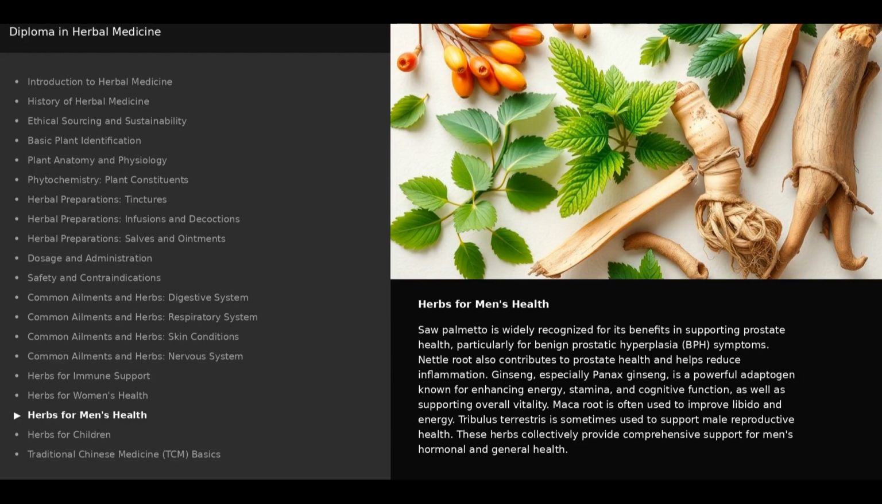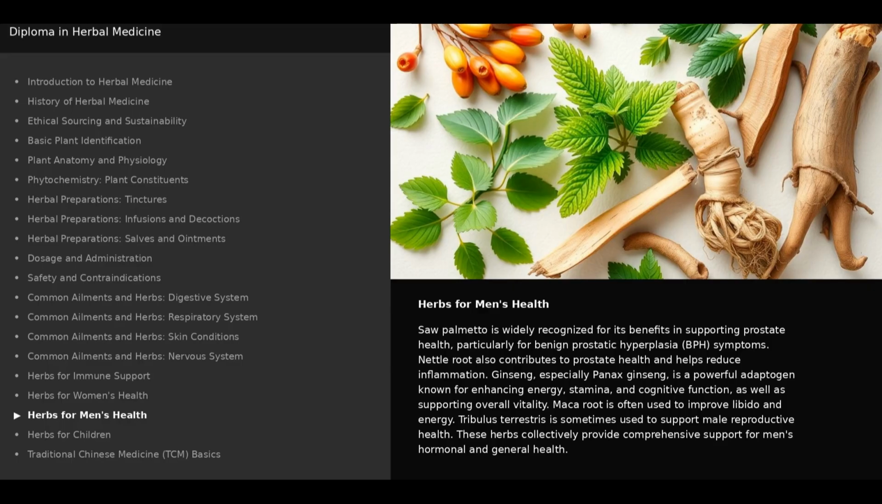Saw palmetto is widely recognized for its benefits in supporting prostate health, particularly for benign prostatic hyperplasia, BPH symptoms. Nettle root also contributes to prostate health and helps reduce inflammation.